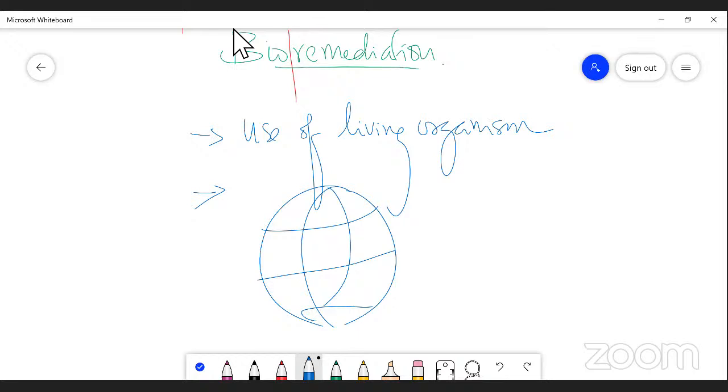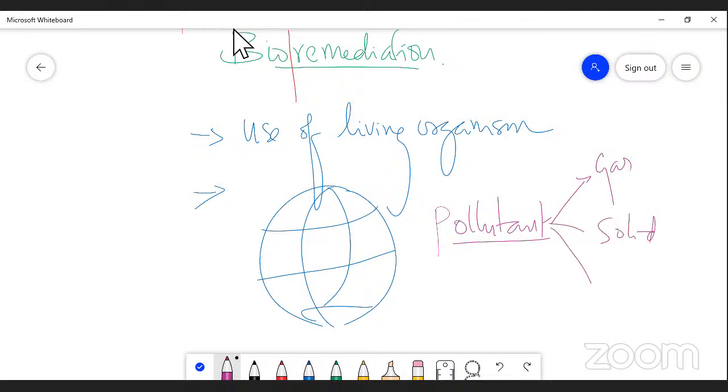You should understand, my dear students, pollutants and pollution. Pollutants may be gaseous, liquid, or solid substances that may cause pollution. What do you mean by pollutant? It is any substance, gas, solid, or liquid, that is going to cause pollution to the environment. I repeat again: any substance which causes pollution to the environment is called a pollutant. It may be in the form of gas, solid, or liquid.